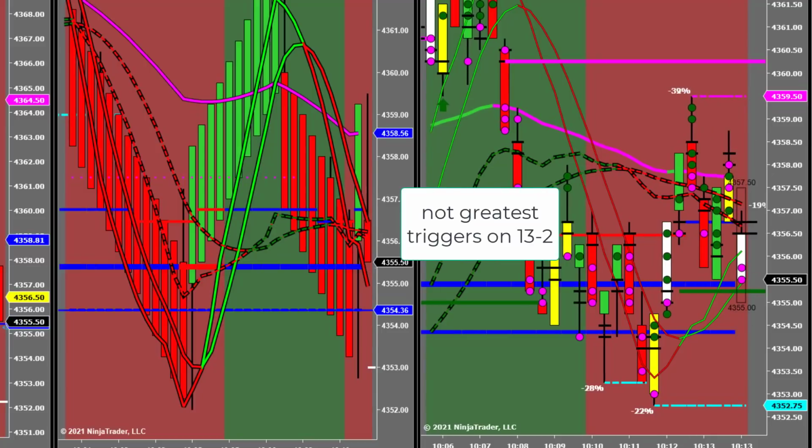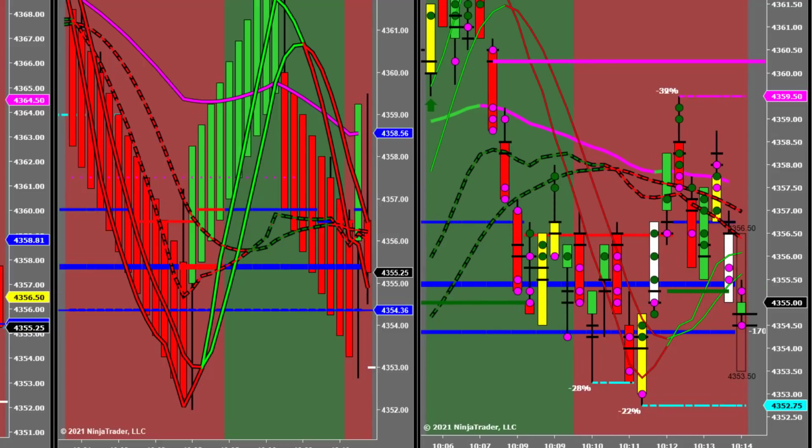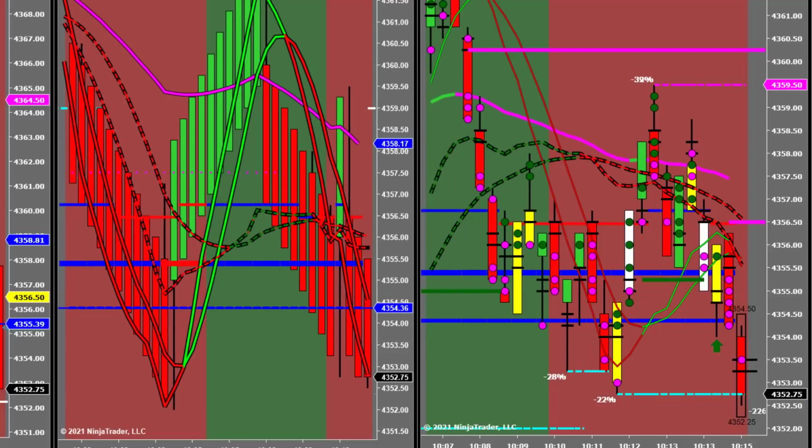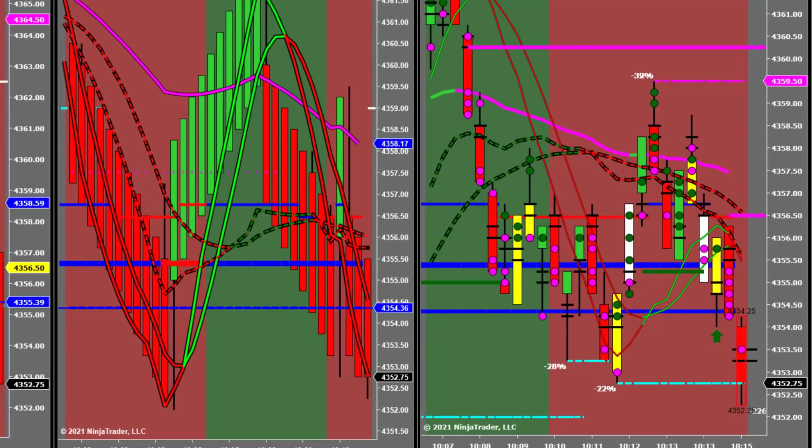Obviously you have to get going, or you can see the battle here. One trigger's up, one's down, right? It's a mess. 54.50 will determine what happens next. Looks like we're going to break it. Alright, now everything's down.